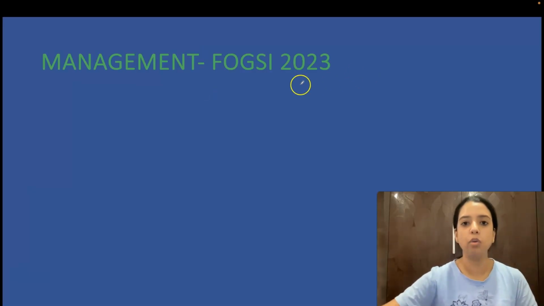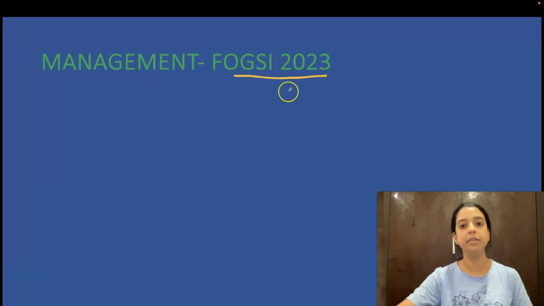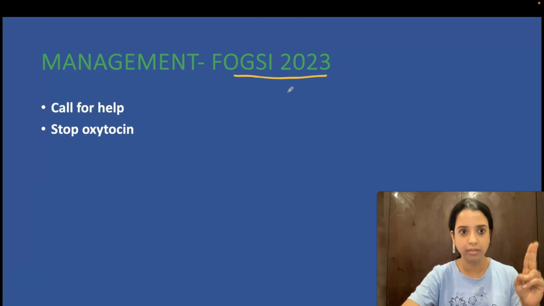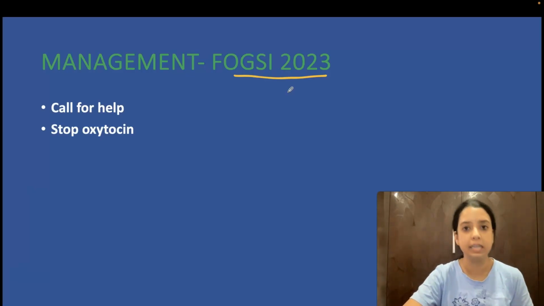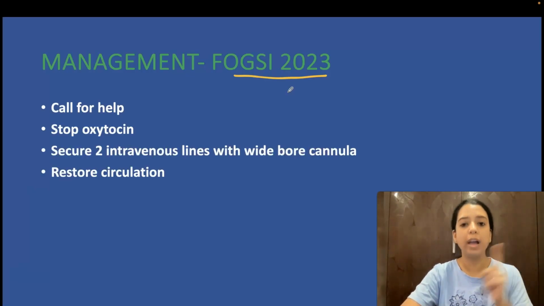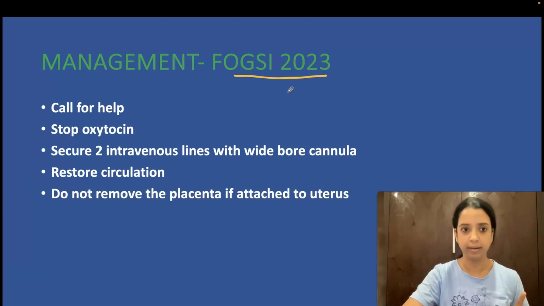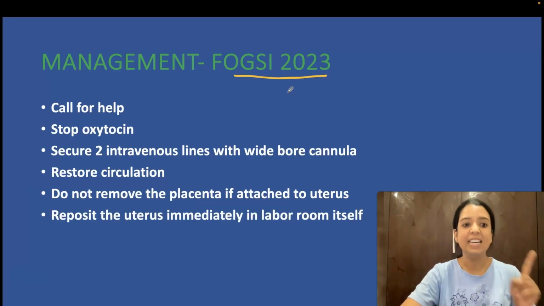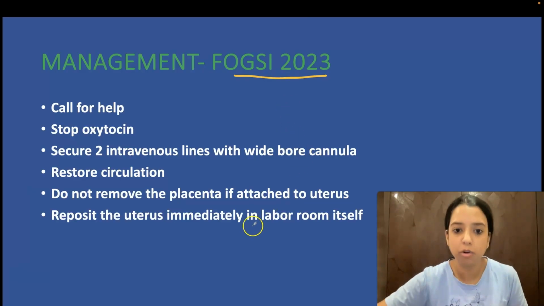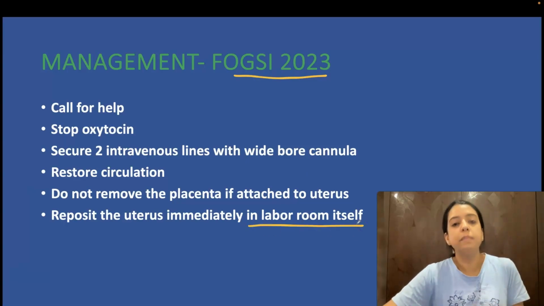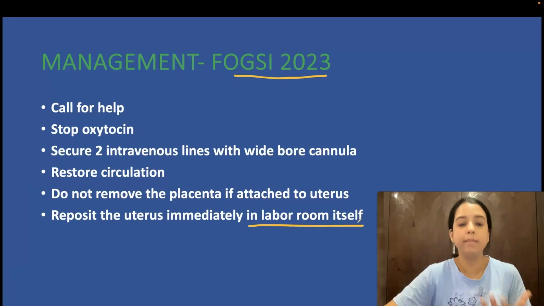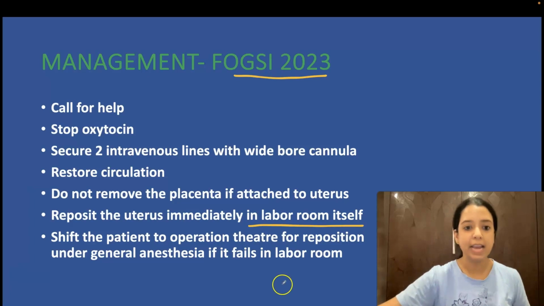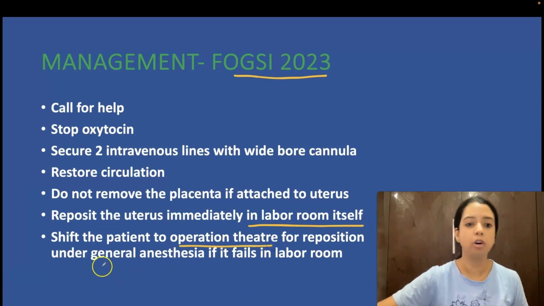So according to our own FOGSI recent guidelines that have been given for uterine inversion, read the steps. Call for help. Stop oxytocin. That is the exact steps that are written in these Indian guidelines. Then secure 2 IV lines. Okay. Restore circulation. Okay. Correct. Then do not remove the placenta. Do not remove the attached placenta. Reposit the uterus immediately in the labor room. That's what they have written. And that's what the previous question was also asked. You reposit it in the labor room itself. If your reposition has failed, then you take her to operation theatre for general anesthesia.